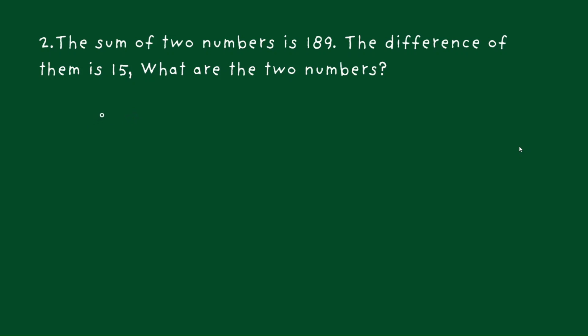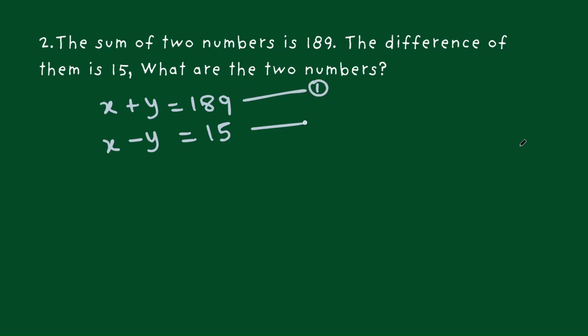The sum of two numbers. Let us say one number is x and the other number is y. The sum of two numbers, we can say x + y = 189. The difference of them, that means x - y or y - x, anything we can take, is 15. What are the two numbers? Let us think this is equation 1 and this is equation 2. These are the equations required actually. Okay, now we will solve it. We can find the answer also.